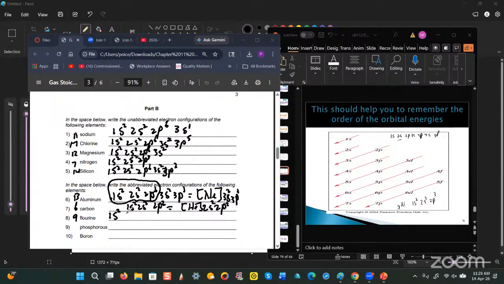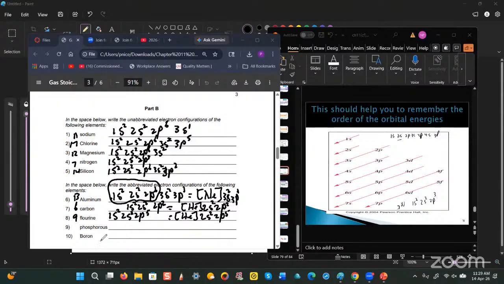1s2, 2s2, 2p6, 3s1. Hold on, wait a minute. Fluorine. Or sorry, it's 1s2, 2s2, 2p5. So this should be 5. Okay, very good. So how do we get from here to the abbreviated electron configuration? Helium again would be the group 8 element. And then we follow that up with what? 2s2, 2p5. Very good.